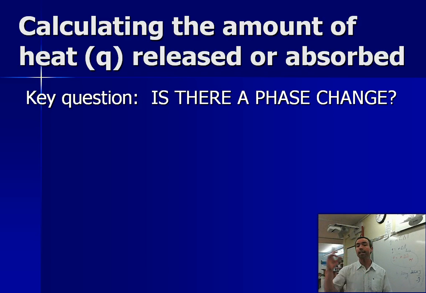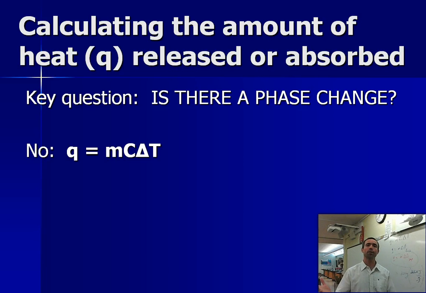Also, if I don't see a change in temperature, so there is no delta T, that tells me there's a phase change, because remember, at a phase change, there is no temperature change because all the energy goes into overcoming the attractive forces. So when I ask this question, if the answer is no, I use Q is equal to mC delta T, where m is the mass, C is the specific heat, and delta T is the change in temperature.